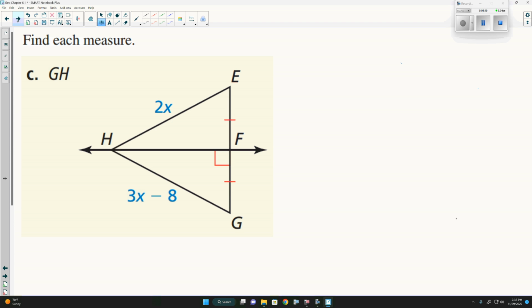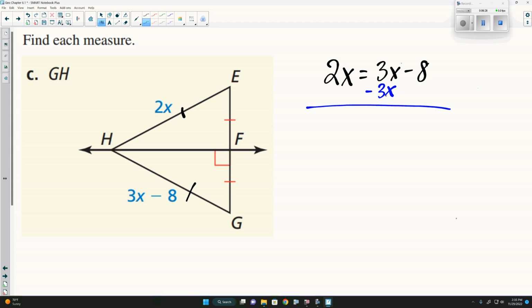This time we want to find GH. Well, again, these two lengths are going to be the same, so we can say 2x is equal to 3x minus 8. Minus 3x from both sides, which tells us that negative x is equal to negative 8. So x is almost. You have to divide it.